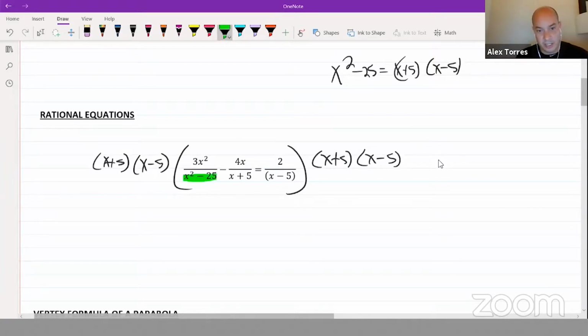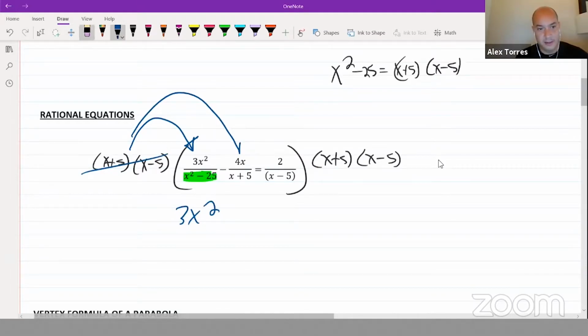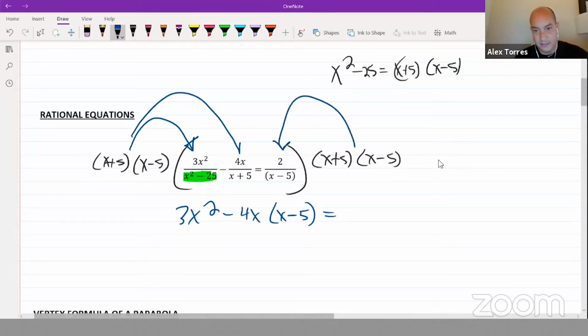So this green one is x plus 5, x minus 5. When we distribute here, we'll have 3x squared because the green thing cancels against here. When you distribute in here, now the x plus 5's cancel, but the x minus 5 doesn't. So that gives us minus 4x, which is what was there before, times x minus 5, because like I said, the x plus 5's cancel. And on the right-hand side, the x minus 5's cancel, leaving you with 2x plus 5.